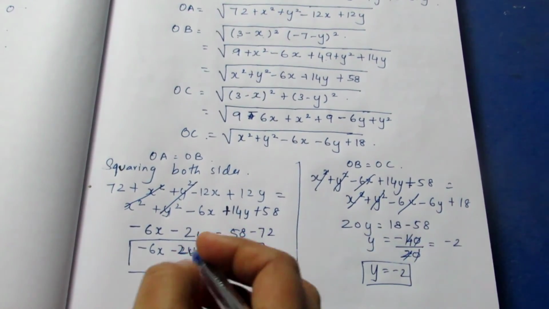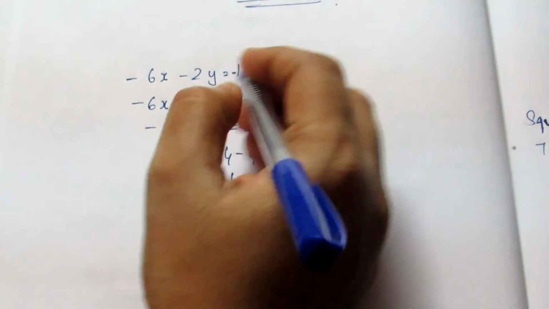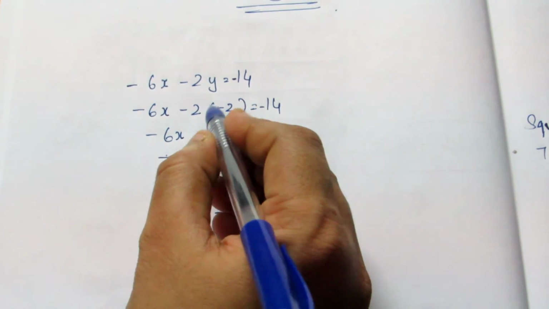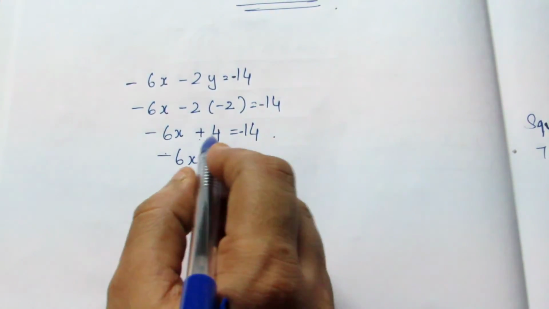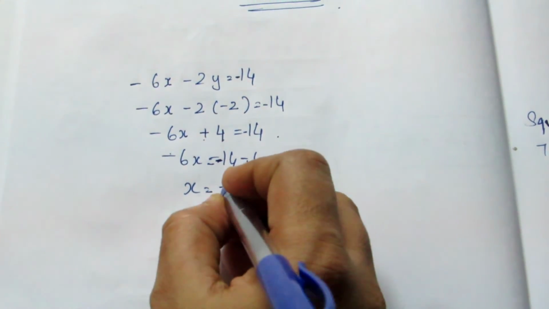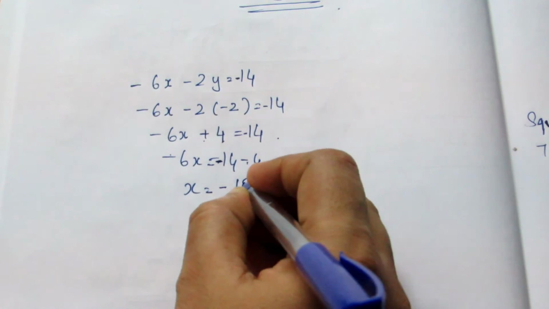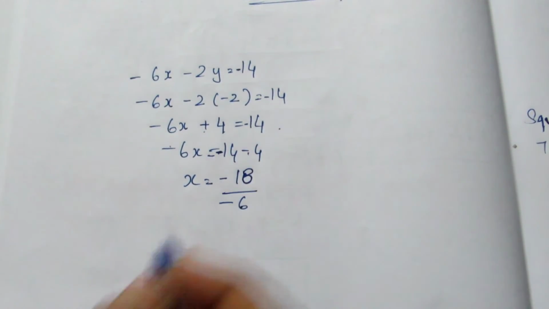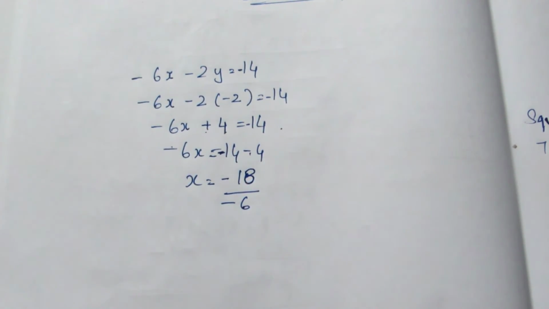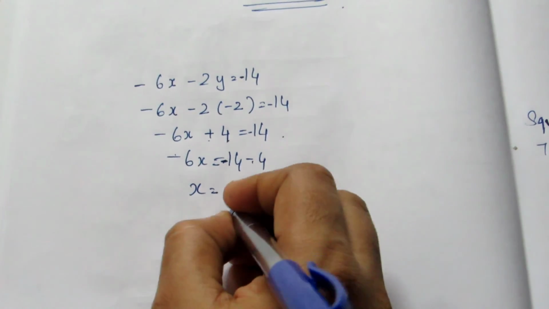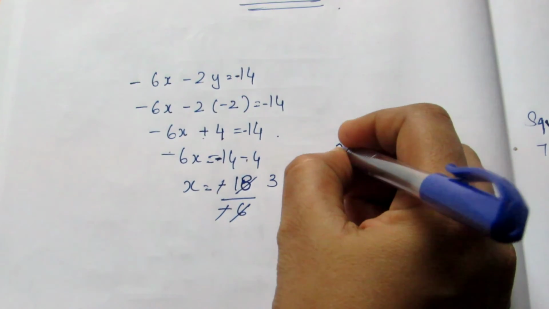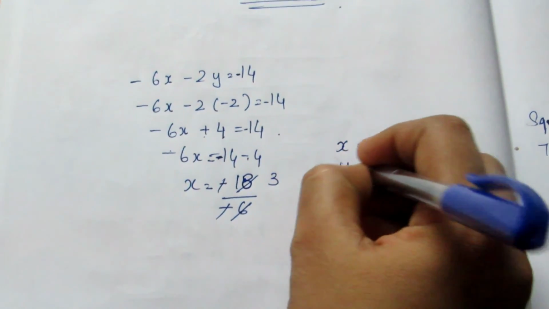If I substitute it here, in minus 6x minus 2y equal to minus 14, I am substituting the y value, minus 2. By multiplying, I get plus 4. Bringing this plus 4 to the other side, it becomes minus 4. So adding, it becomes minus 18. Now minus minus will become plus, so minus 6x equal to minus 18. Here I am bringing minus 6 to this side; it is in multiply, so it comes as a divide. Now you can cancel this, minus minus get cancelled. 6 threes are 18. So your x value is 3 and y value is minus 2.